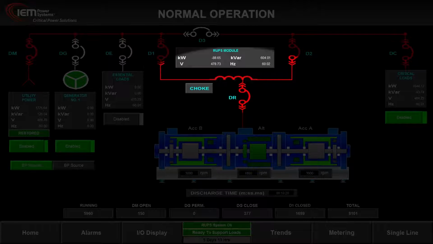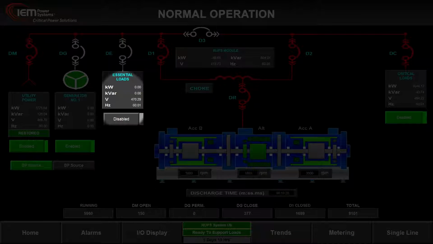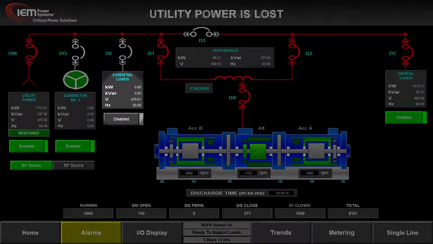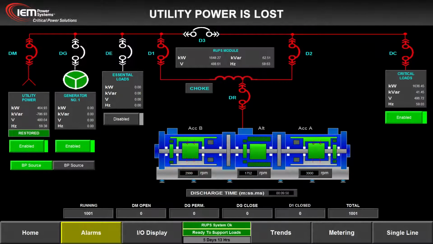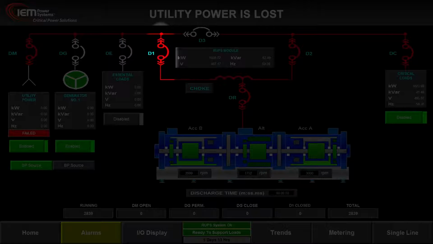At all times, power flows to the critical load through the UPS choke, and so the Rotabloc conditions all power supplied to it. For the purpose of this demonstration, all loads are regarded as critical, and so essential loads are zero throughout. Utility power is lost. At this point, utility power fails, but breaker DM remains closed to allow the return of utility power if it is a short power cut.